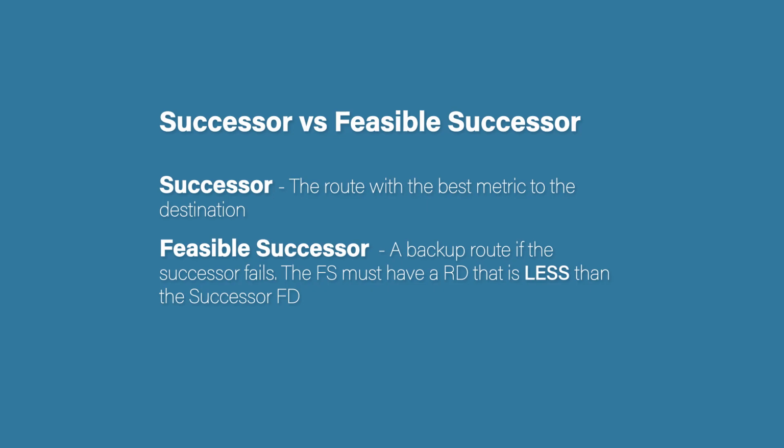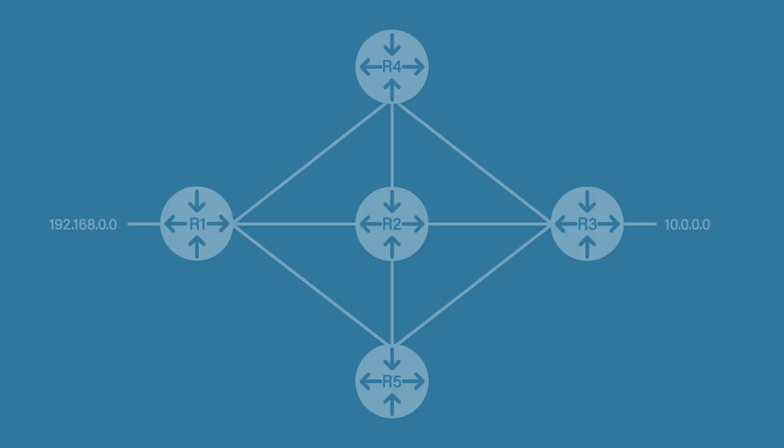Now, this doesn't mean a route won't be used if the reported distance is more than the successor's feasible distance. No, it just means the router will need to do some recalculation just to make sure that it won't cause any routing loops. Now, if you're not following this, don't worry. Let's take a quick look at an example and hopefully put this all together.